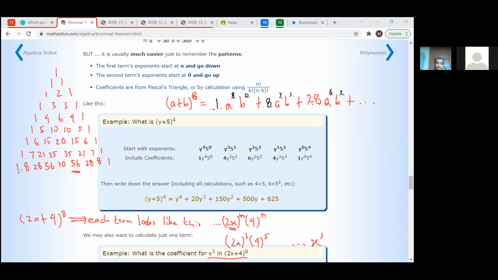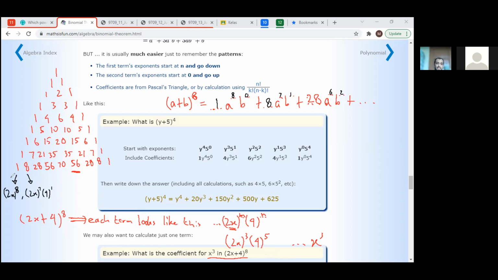The first term will have 2x to the power of 8, right? So this one will be paired with 2x to the power of 8. The second one will be paired with 2x to the power of 7, times 4 to the power of 1. And so on. We can just count from there.